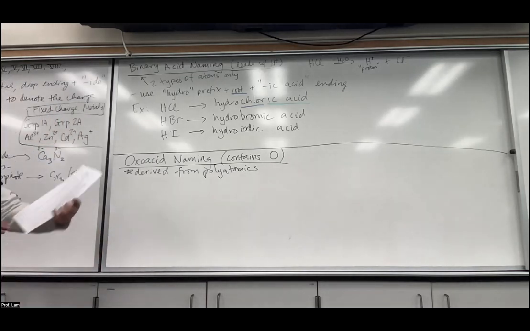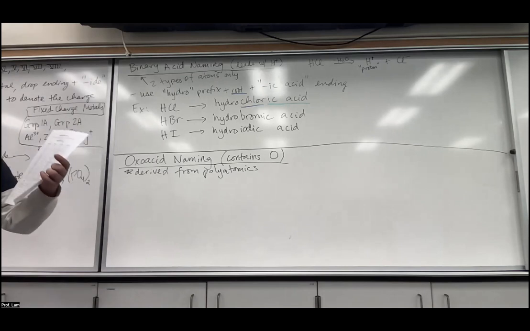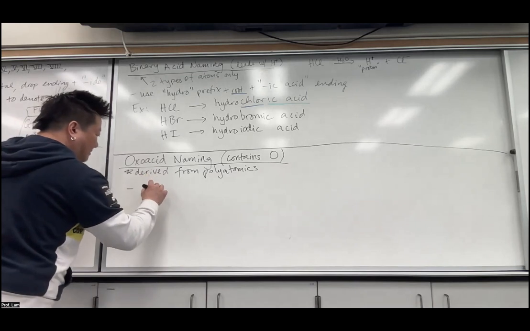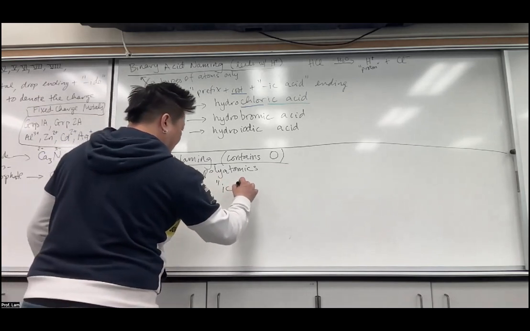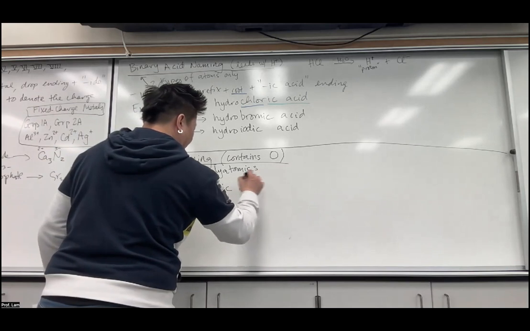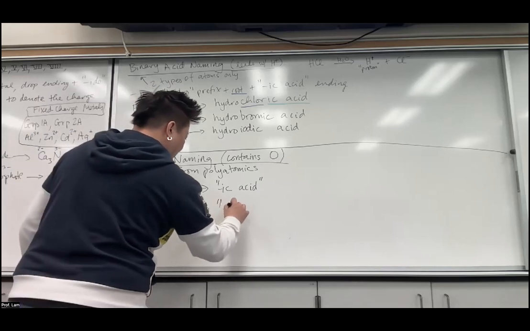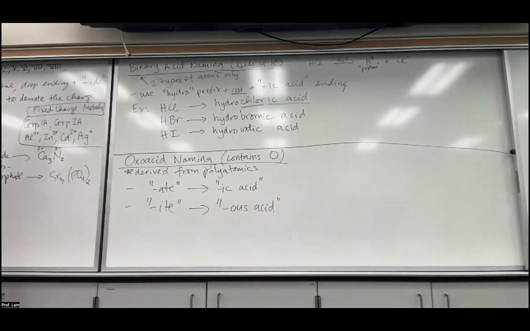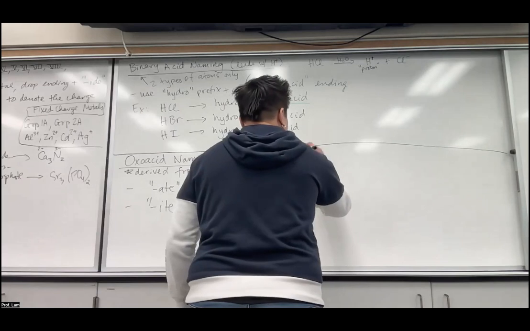Okay, and then also notice, guys, look at this list. Does everything end in ate or ite? You see that? Everything ends in ate or ite. So that's going to become our rule. Ate turns into ic acid, and ite turns into ous acid. Really simple. Okay, because it's derived from the polyatomics, right? So everything is in ate and ite. So here are some examples.